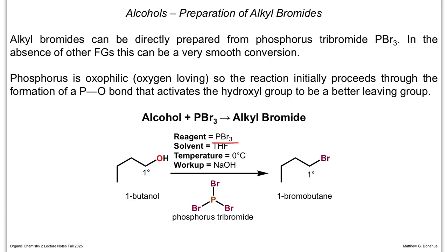That's going to produce a Br minus. That's a leaving group that will come back around and then just get rid of the oxygen. So overall, again, we start with OH, and now we've substituted it for Br.